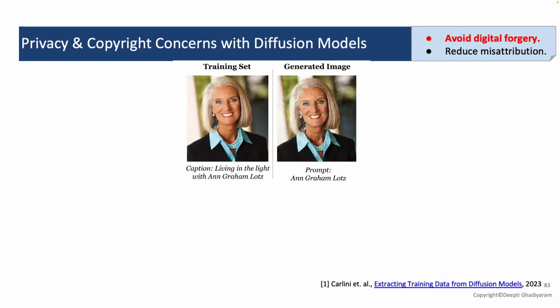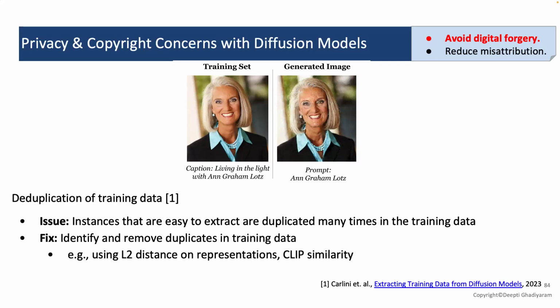Recent work by Nicholas and colleagues has indicated that if a particular data point is repeated frequently in the training data, then that increases the likelihood of the model regenerating the exact same image. Here is an example where this particular image was repeated, I think, thousands of times in the training data, and the caption associated with this image was "Living in the light of Abraham." Once trained, when prompted with the name of the person, it was able to reconstruct almost the exact same image. They've very thoroughly documented different issues and what's the right frequency that seems dangerous.